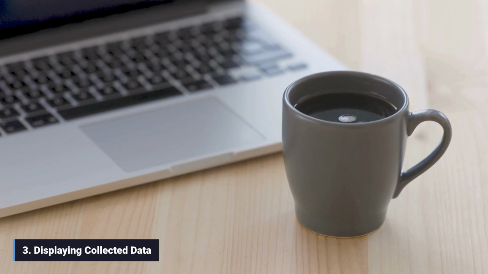3. Displaying collected data. After the while loop breaks, we use a separate for loop to iterate through the main employee_data list. For each record, we neatly print the collected name and salary.